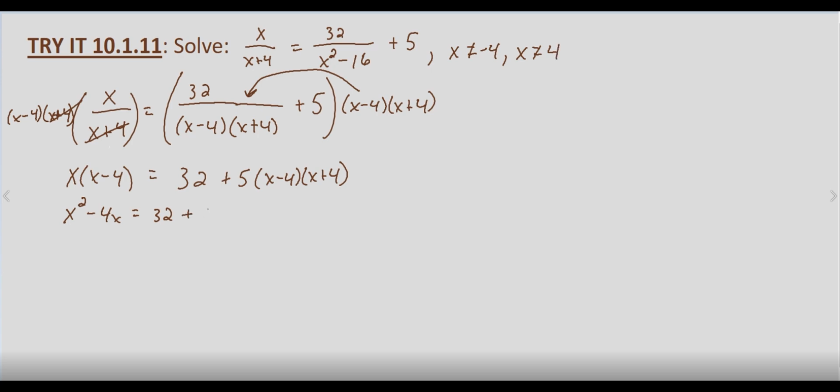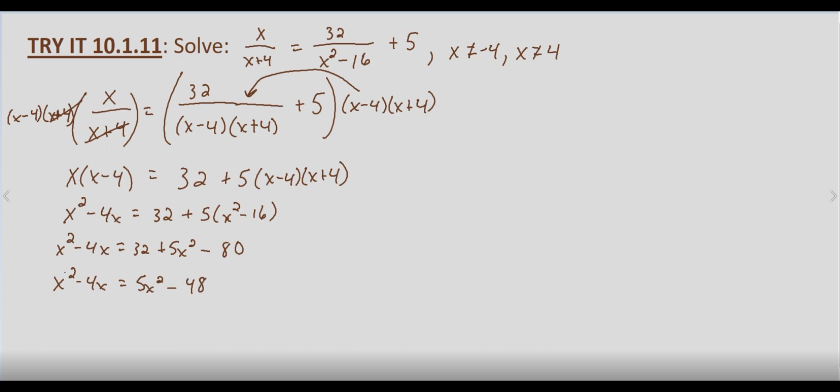So this ends up being 5 times x squared minus 16, which gives us x squared minus 4x equals 32, plus 5x squared minus 5 times 16, that's going to be 80. And then combining like terms, we end up with x squared minus 4x equals 5x squared minus, this ends up being 48.